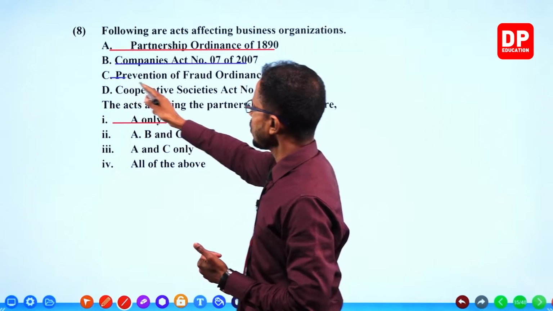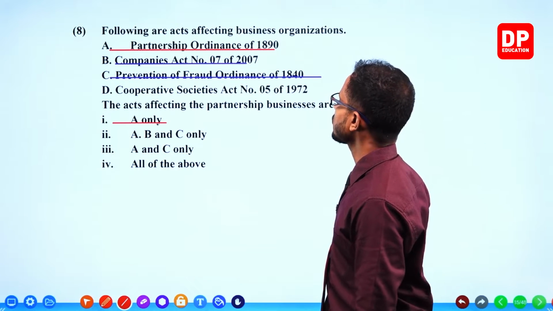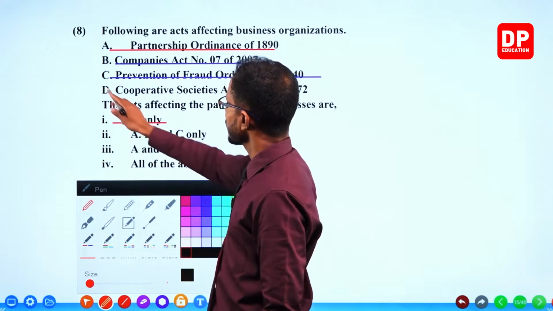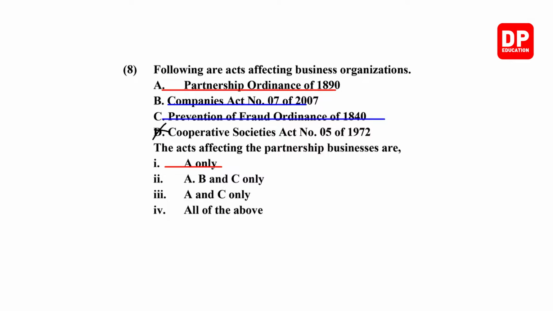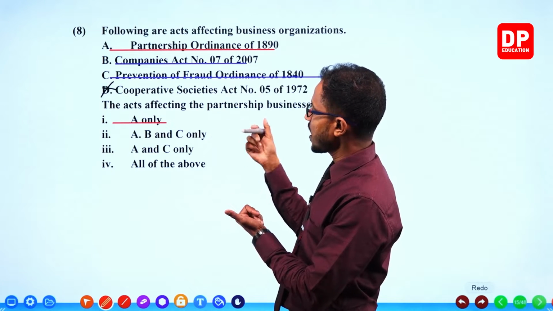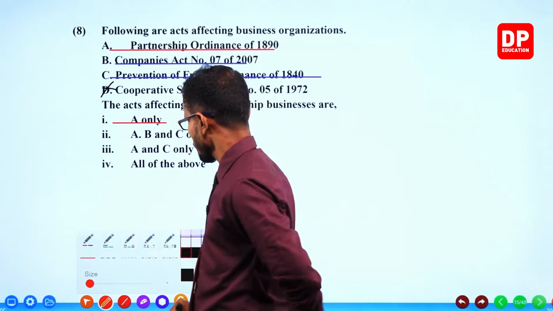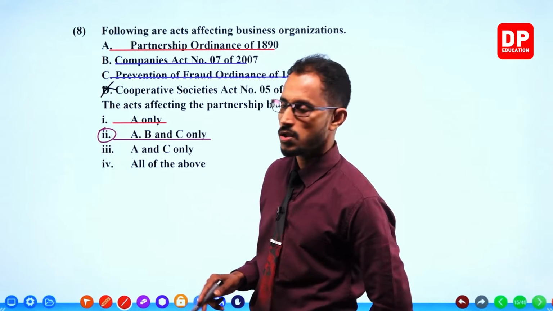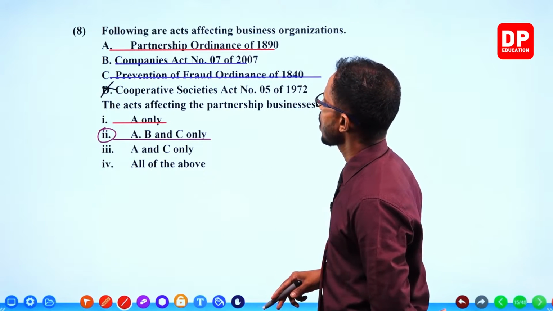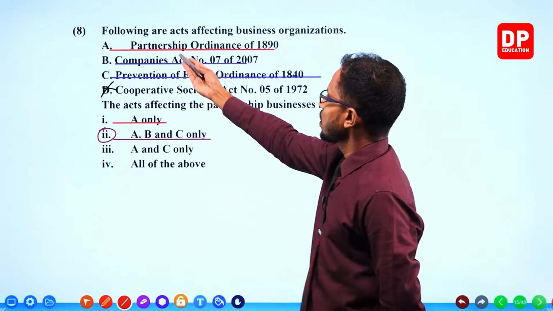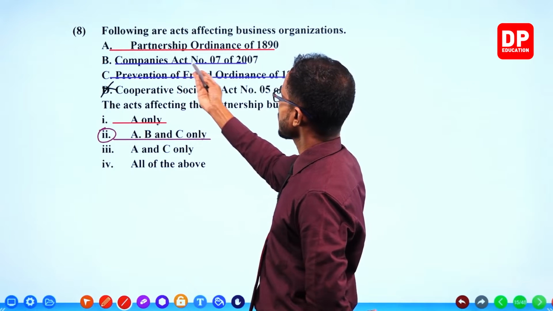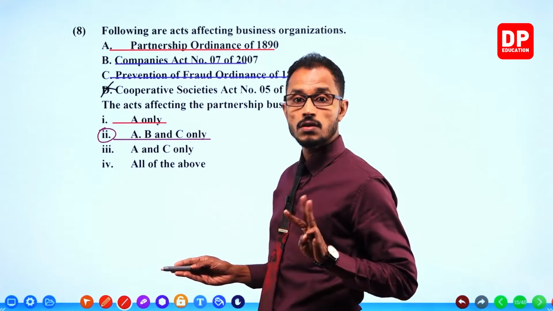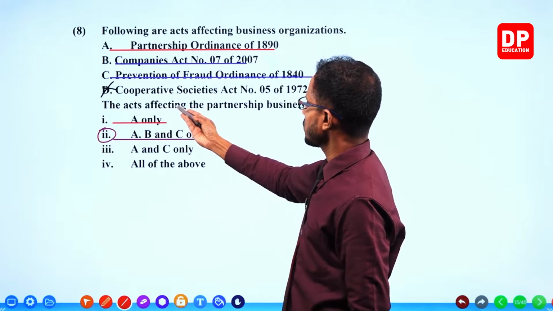Okay. C also affects, the Prevention of Fraud Ordinance. Cooperative, this one does not affect. So the answer is ABC, all three. This is your answer. ABC. Partnership Ordinance, Companies Act number 7 of 2007, Prevention of Fraud Ordinance, all three affect partnerships.